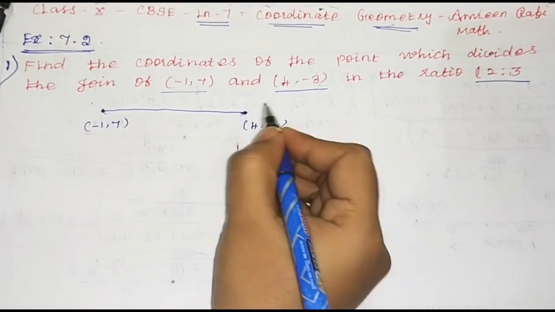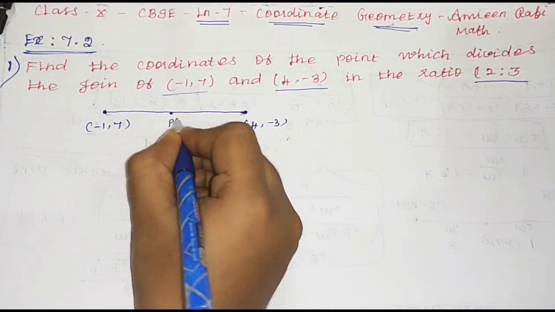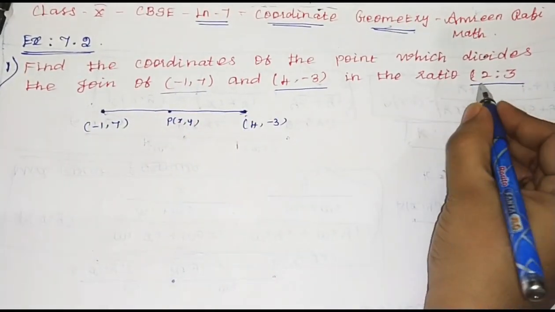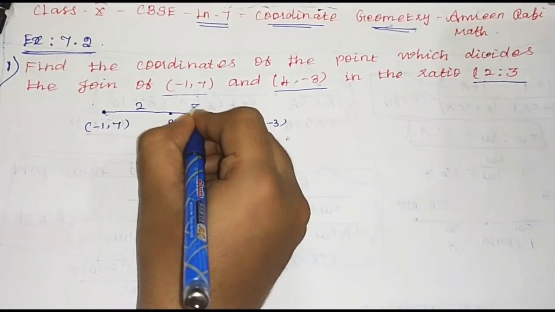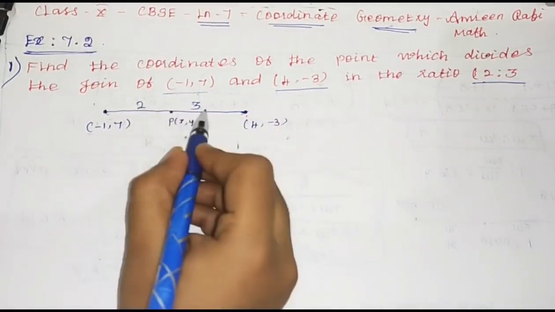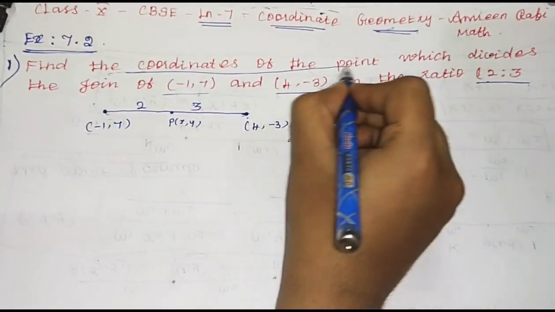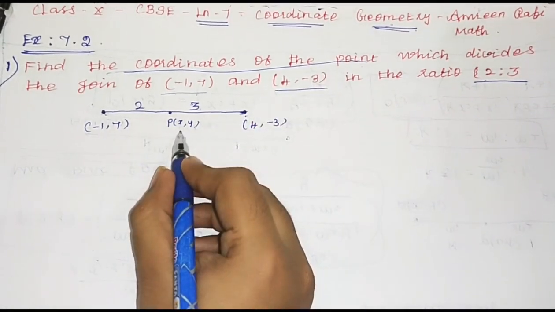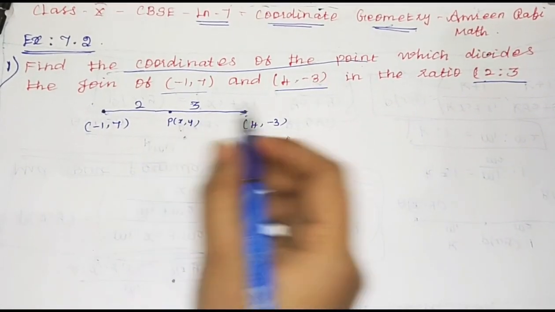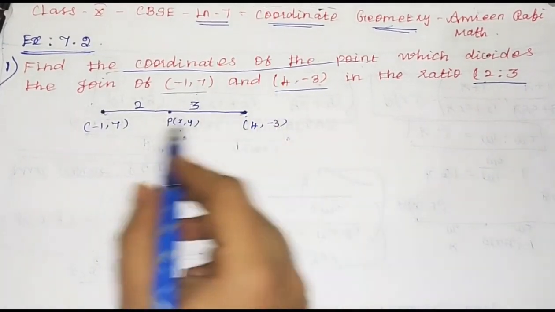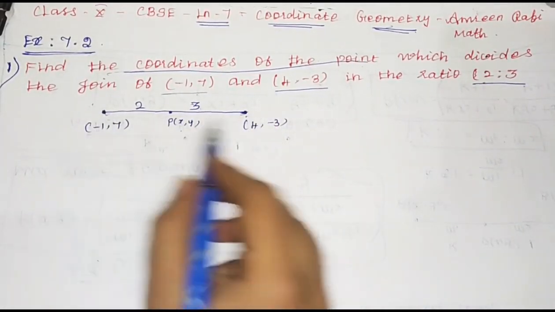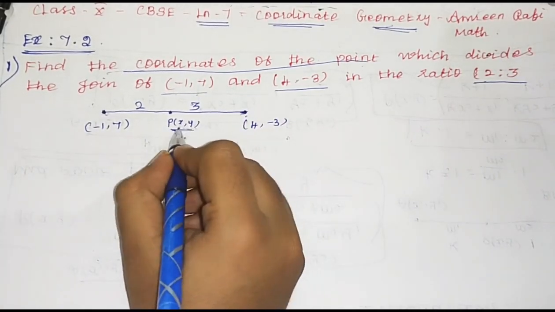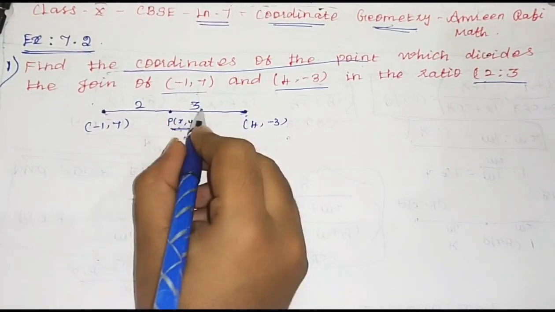Join the points. Now P of x, y divides the line segment in the ratio 2:3. So the ratio you can write here. So find the coordinate point. Here we have to find out the coordinate point. Only the coordinate point I consider P of x, y. This point divides the joint. So I joined these two points. It is dividing at P of x, y. So you have to find out P of x, y and the ratio they are given.